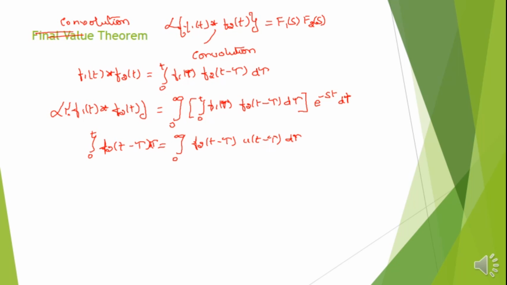So if I substitute this in this equation, this is the 2, this is the 1, substituting 2 in 1, the integral from 0 to t I will write as 0 to infinity. So it becomes integral 0 to infinity of the integral 0 to infinity of f1 of tau f2 of t minus tau u of t minus tau d tau, e to the power minus st dt.